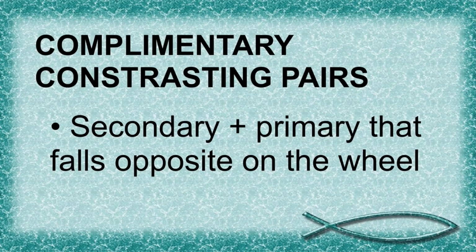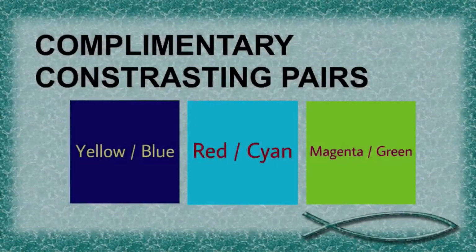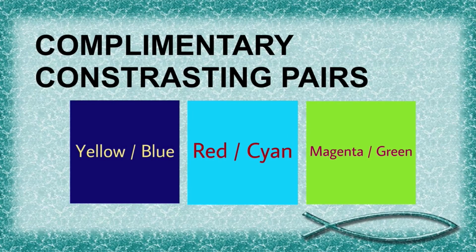So for complementary contrasting pairs, secondary should be added to primary colors because that falls opposite on the wheel. For example, the yellow and blue combined or contrast together has greatest light or dark contrast, while the red and cyan that are contrasted together has greatest cold or warm contrast, and the magenta and green contrasted together has the most vivid contrast.